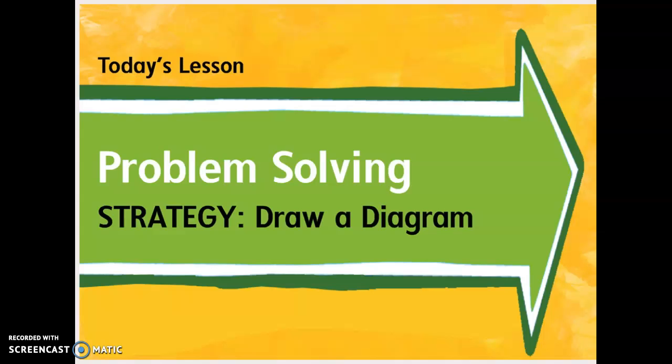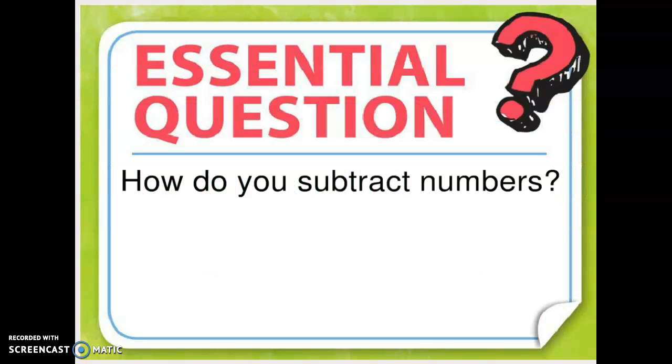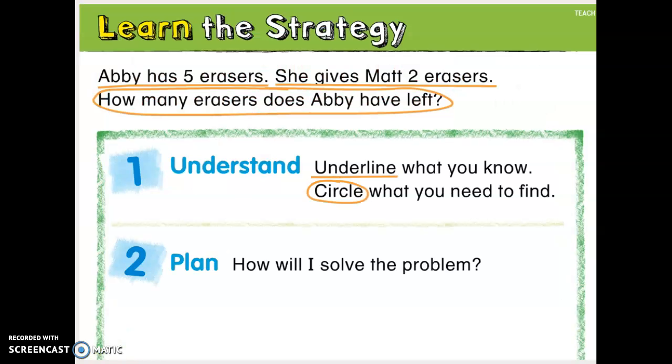All right, so boys and girls, today's lesson is problem solving. Strategy is draw a diagram. Our essential question is, how do you subtract numbers? Okay, so you are on page 141, and at the top of your page you have a big arrow that says problem solving. So we're going to learn this strategy. I'm going to read to you our problem.